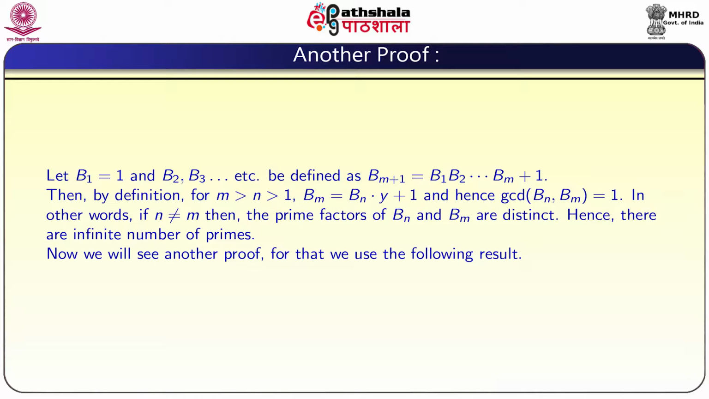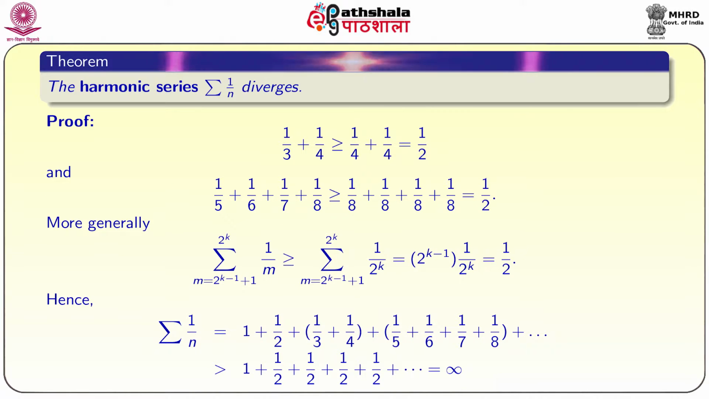For that we use the following result. It is well known to you that the harmonic series, that is the summation of 1 by n, n equal to 1 to infinity, diverges. So, how to show this result?